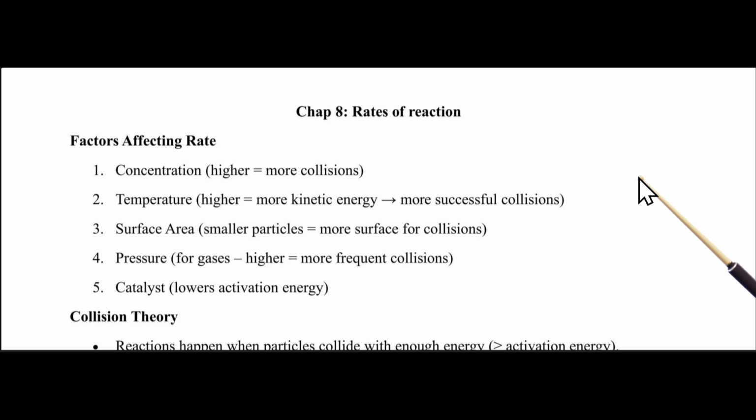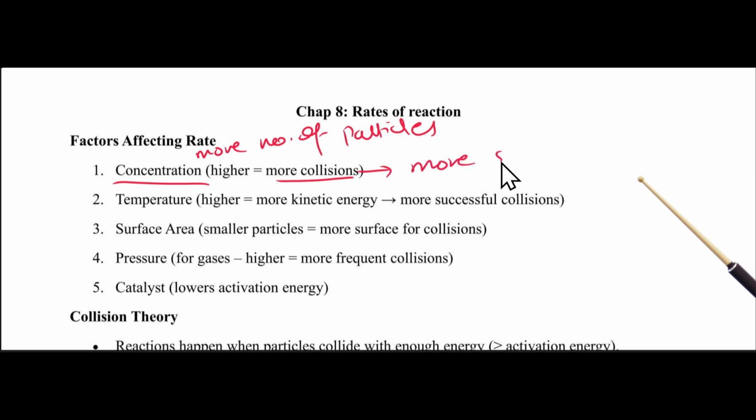Why higher the rate of reaction? Because there will be more chances of collision. We have more number of particles. It means more number of particles, so there are more chances of collision. So when there are more chances of collision, the chances of successful collisions are now increased. Okay, more collisions means more successful collisions also have been increased now.